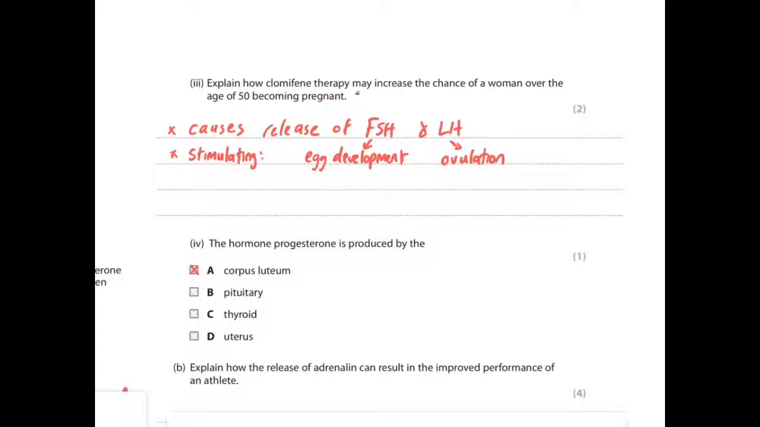Explain how clomiphene therapy may increase the chance of a woman over the age of 50 becoming pregnant. So you will need to learn what clomiphene therapy does. This causes the release of FSH and LH. FSH stimulates egg development, so you could get marks for explaining that, or you could say LH, which stimulates ovulation. So it's just about linking the hormone to the effect in the body.